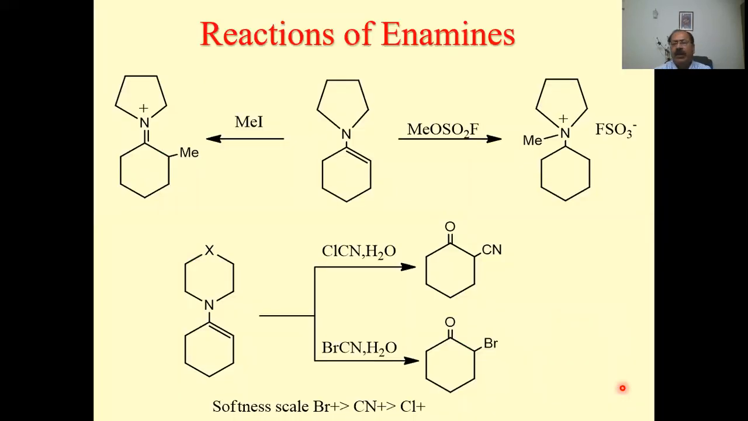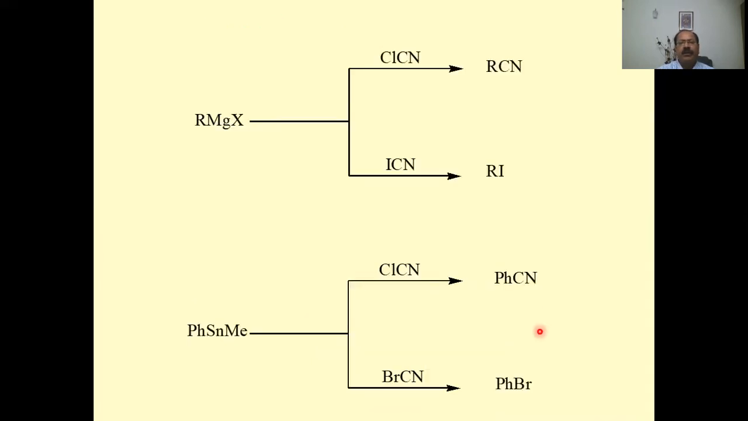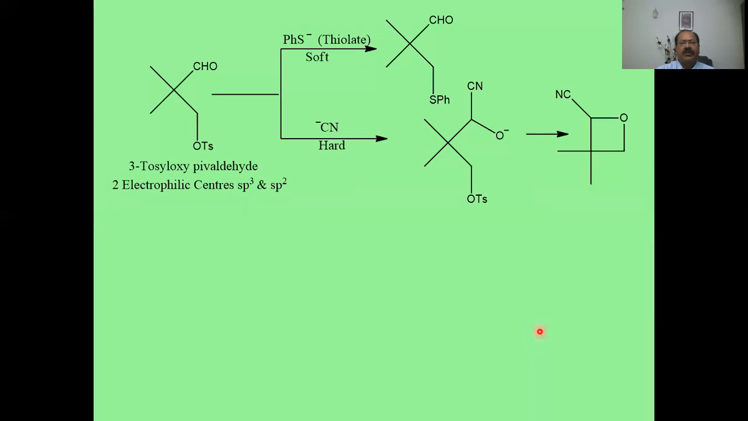Reactions of enamines can also be explained in a similar manner. When we have an enamine, the nitrogen is the harder end, the carbon is the softer end. Here is the soft one, alkylation at the softer place. Here is the alkylation at the harder end. This reaction could also be explained in a similar manner. Same, knowing the polarity of ClCN and ICN, one could explain this reaction.